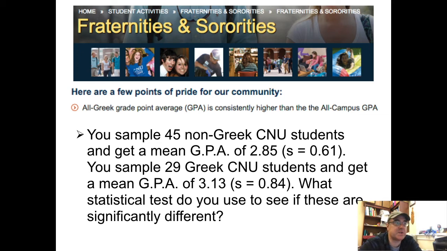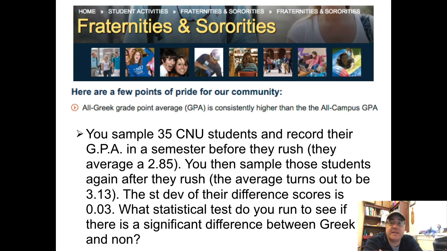Here's the third one, and I want you to recognize what it would look like to have these data in this format. 35 CNU students. I recorded their GPA in the semester before they rushed, and then I recorded their GPA in the semester after they rushed. Same students. That means that there's going to be a before score and an after score that reasonably and logically go together, so that you can take one person's score and subtract it from their own score at a different time. This gives us a paired samples t-test.